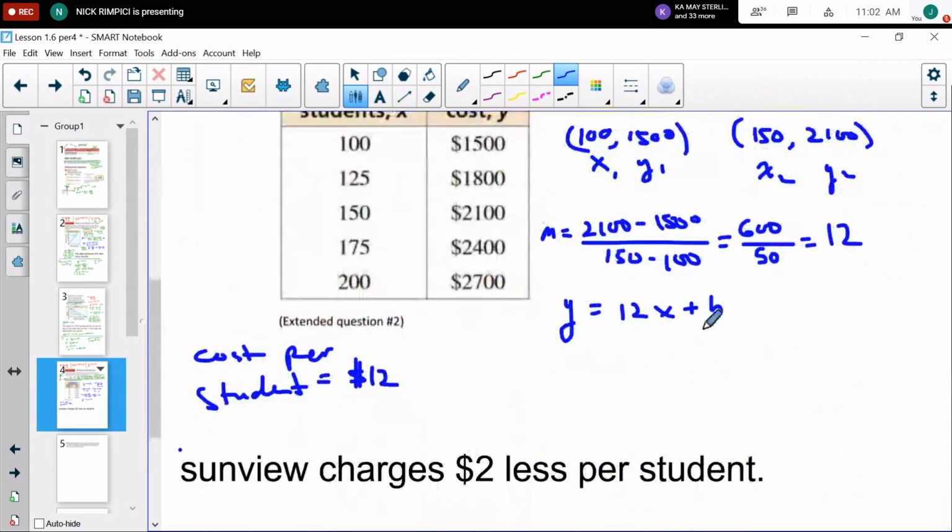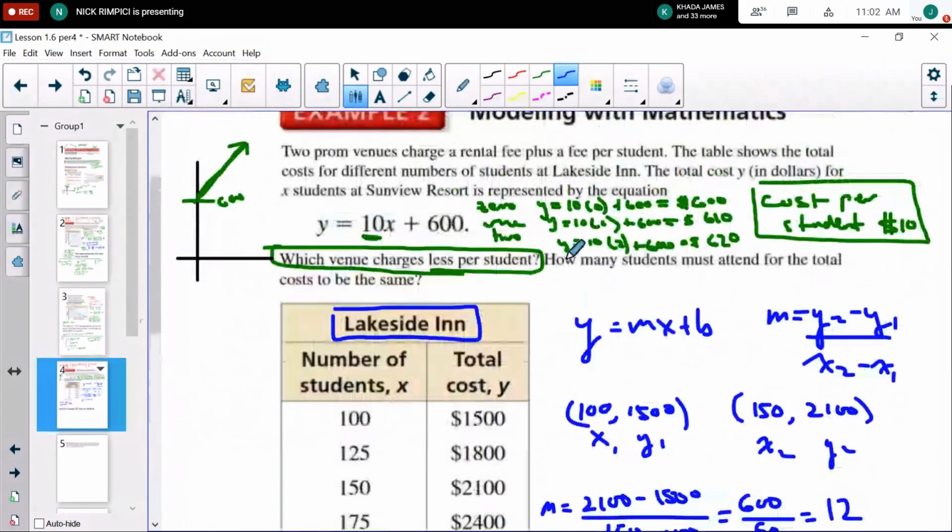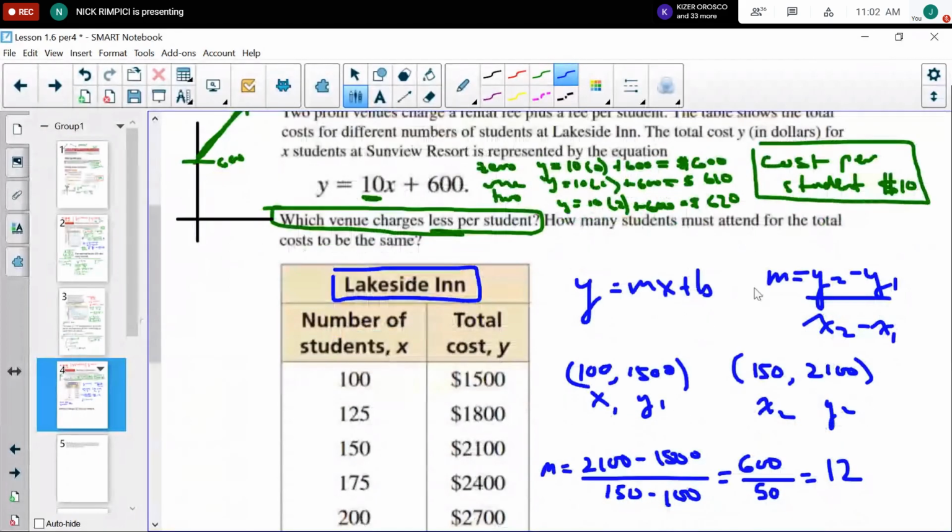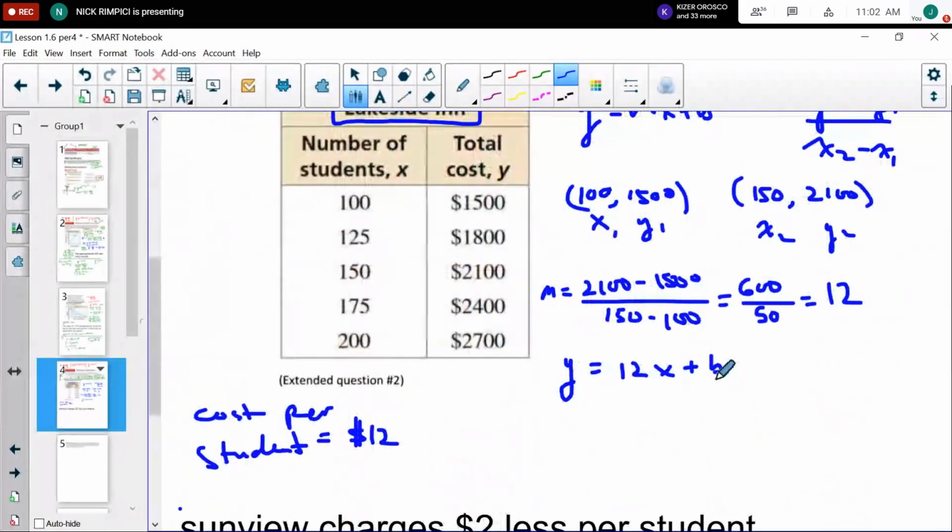One thing I didn't do, you really want to find B. I don't like leaving that missing. I think I'm going to need it for part B anyway, because it says how many students must attend for the total cost to be the same. Well, I need an equation that's not done. So I have to find B. Finding B is super easy.